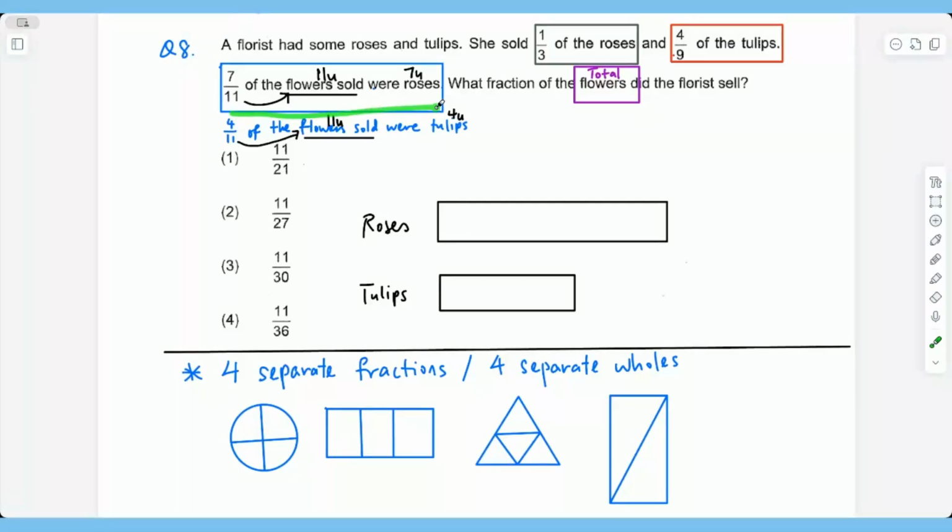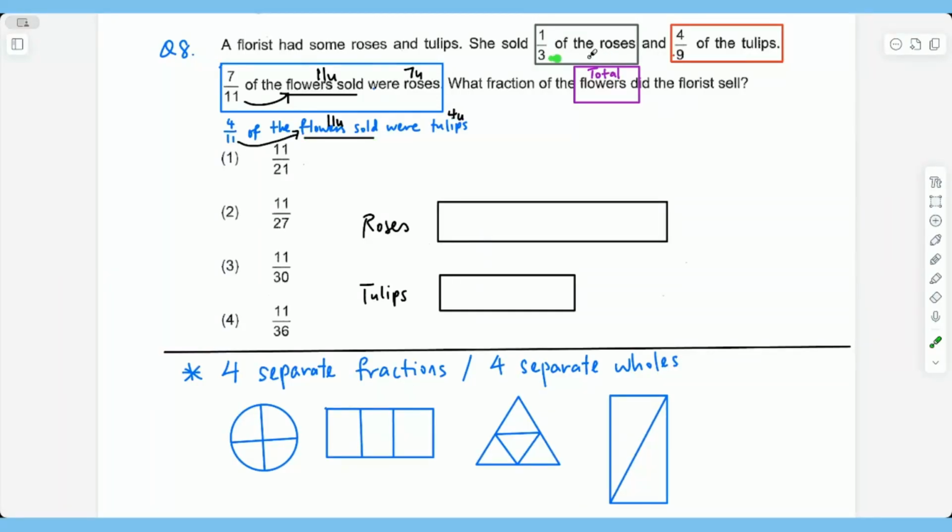This part of the statement says that 7/11 of the flowers sowed were roses. That means the total units for the flowers sowed is 11 units. And out of these 11 units of flowers that were sowed, 7 units were roses. If 7 units were roses, that means the units for tulips that were sowed will be represented by 4 units. So 4/11 of the flowers sowed were tulips.